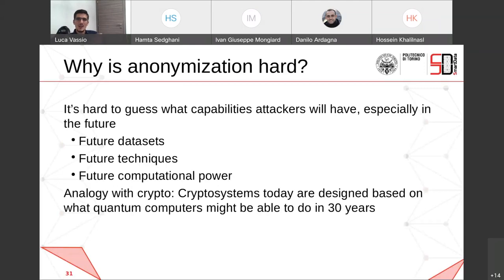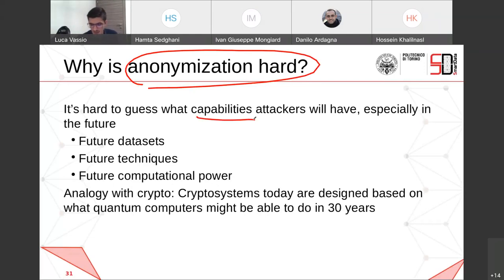So why is the whole concept of anonymization so hard? The fact is that it's hard to guess the capabilities of the attackers, especially the ones we will face in the future, because we don't know what the future datasets that somebody will publish will be. We don't know what the future techniques that the attackers will employ will be. And we don't even know what the computational power of the attackers will be 10 years from now, 20 years from now. It could be 10 times, 100 times, we don't know.